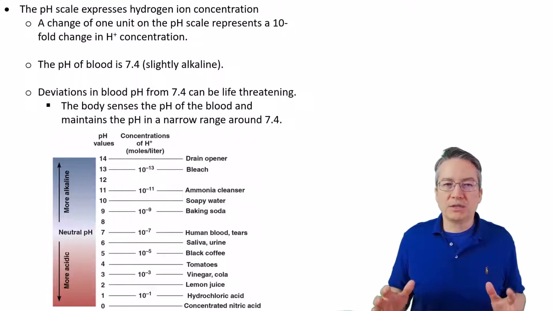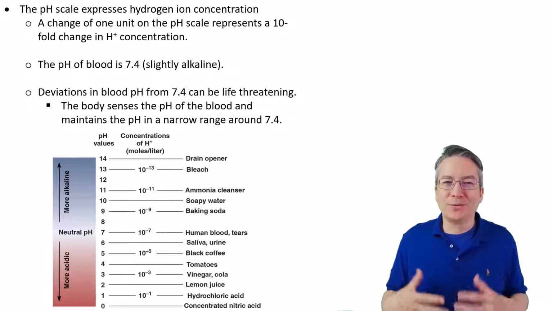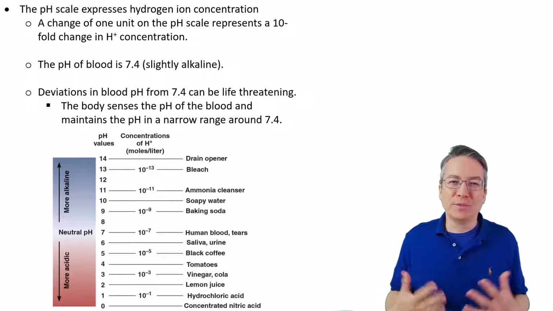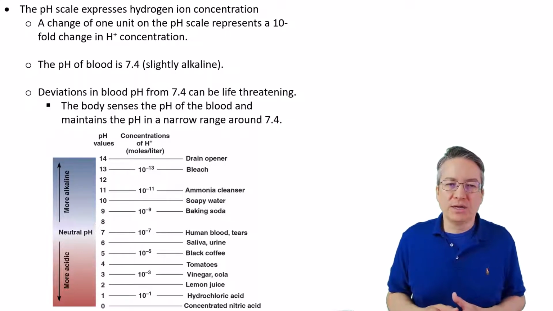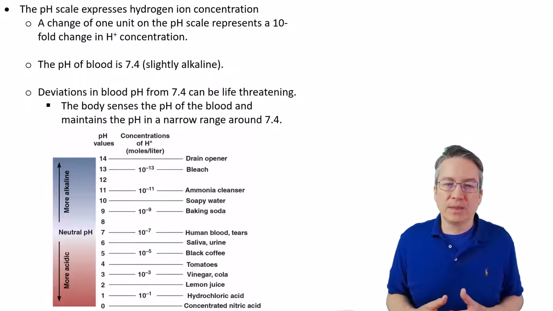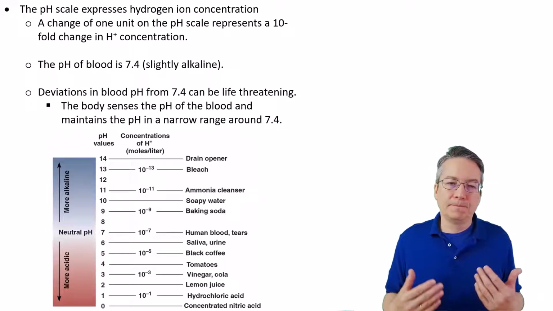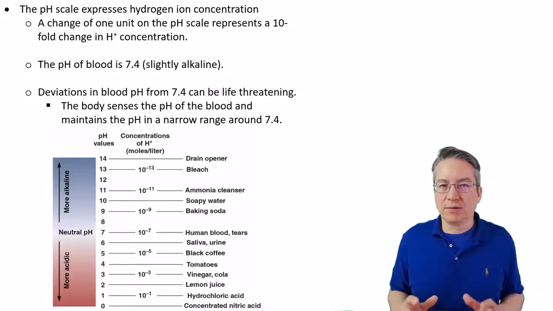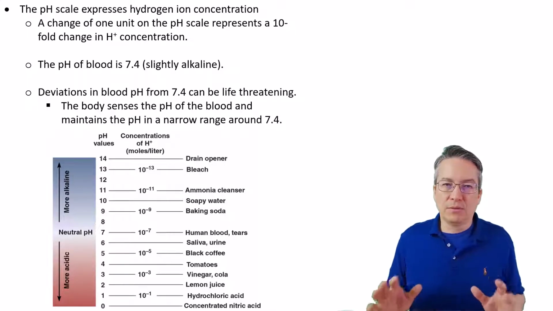Now, why are we spending so much time on this? Well, it turns out that pH is incredibly important. In order for you to have a happy and healthy life, the pH has to be very well balanced in your blood and the fluid surrounding your cells and so forth. So any deviations from this value of about 7.4 can be life-threatening. And for this reason, the body actually senses the pH of the blood and maintains the pH in a narrow range around 7.4. And these are topics we're going to hit on more in future videos.